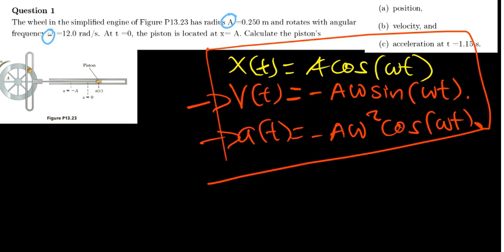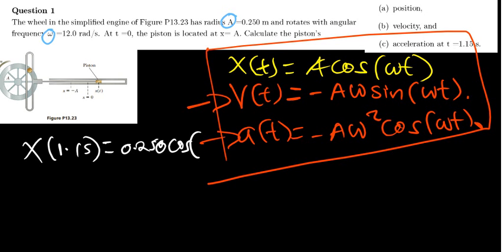So we are going to solve part 1, which is part A. The position as a function of time, the time is 1.15. I'm going to put it there. The amplitude is 0.250, then we are going to have cos of the angular frequency, which is 12.0, times the time, 1.15.